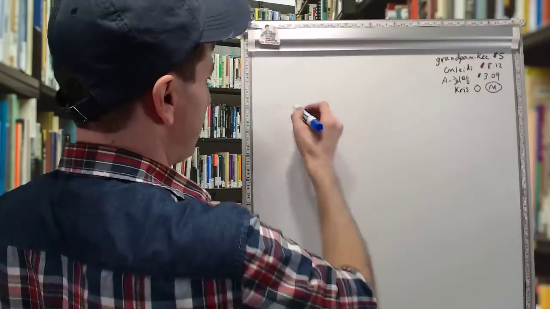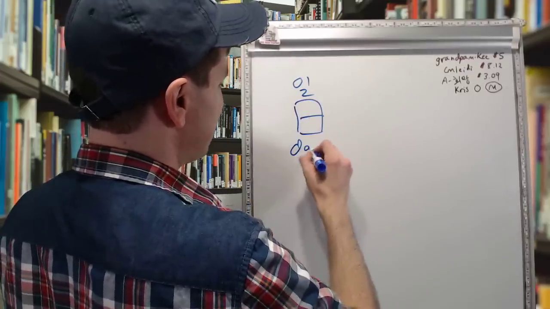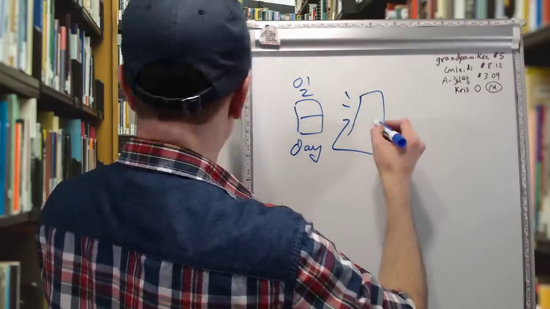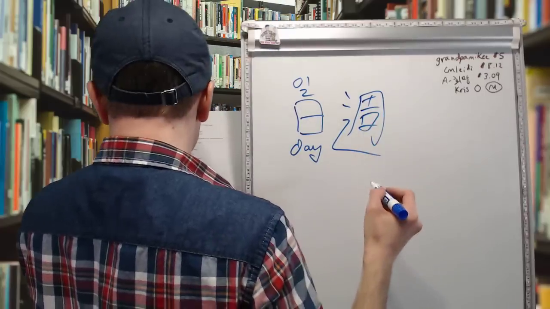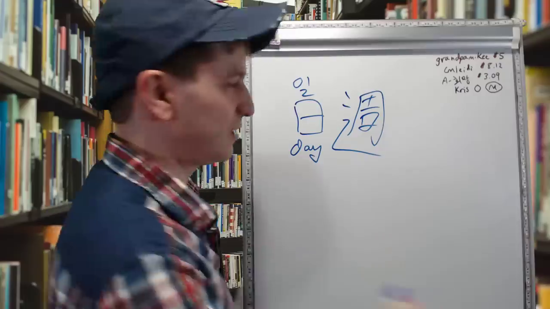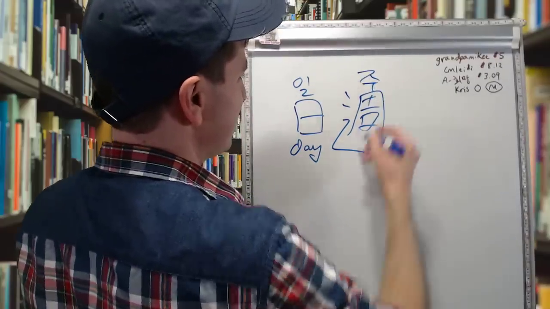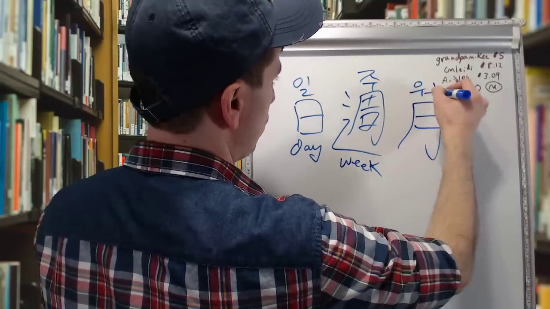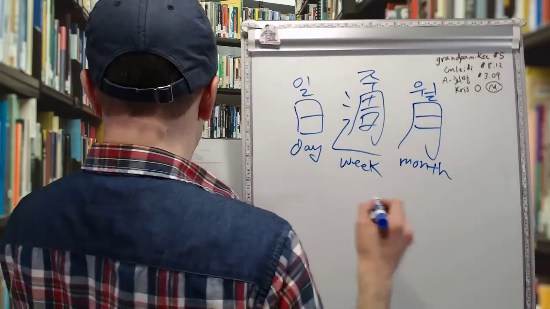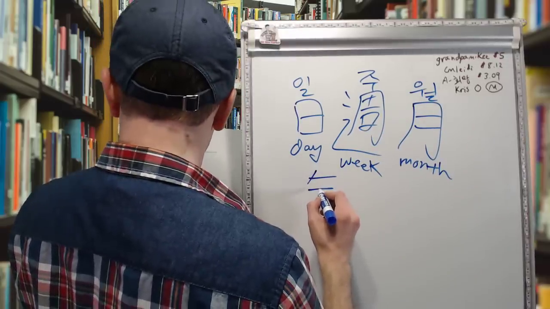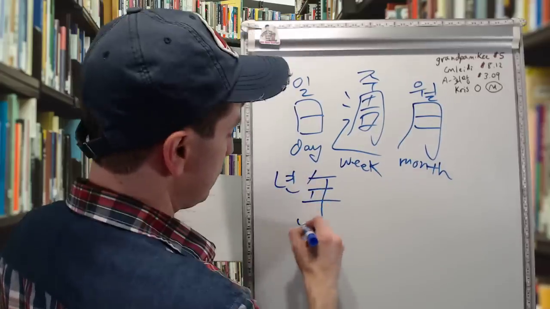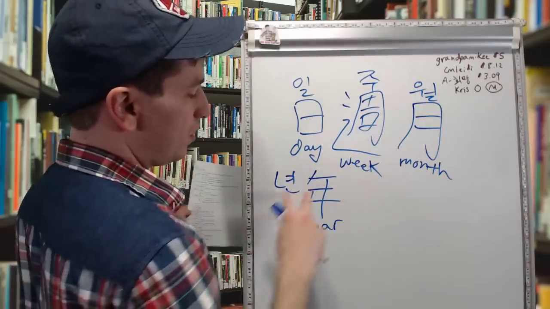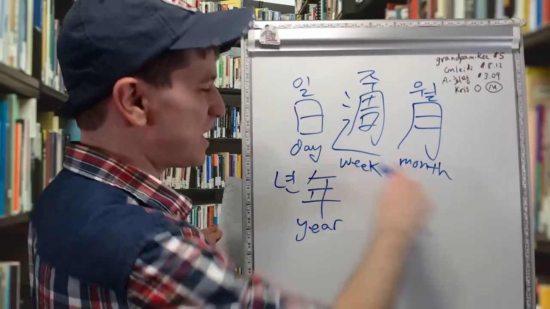Okay, let's do some more. This one I already did. This one's ir, it means day. Actually, I think I did that one out of order. This one's week. Oh yeah, don't copy the way I'm writing it. I'm just doing it really quick. This is ju, this is week. This is month, 월. This is 년, this is year. So if you see a word that has 주 or 월 or 년 or 일, you can guess that it has something to do with day, week, month, or year.